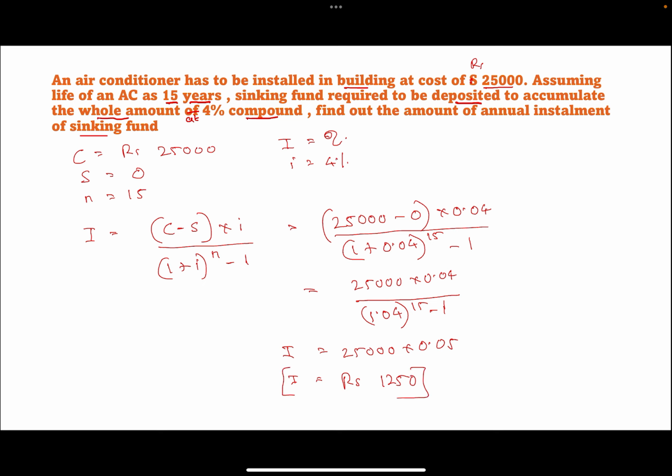So this is the amount of money that has to be allotted or put into the sinking fund every year, so that you can replace that air conditioner after the end of 15 years of its useful life.